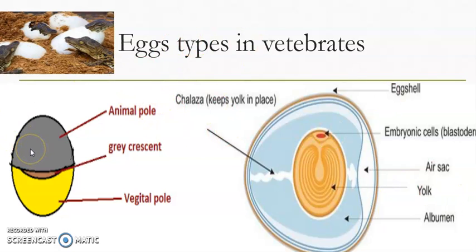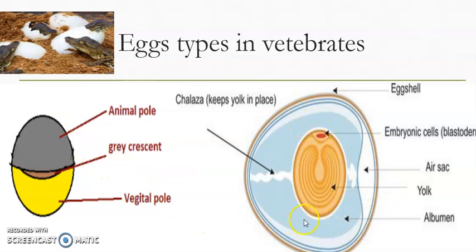This is the generalized egg of an amphibian. An egg has two basic poles: one is called the animal pole and the other the vegetal pole. The animal pole is where the nucleus of the egg is present. The vegetal pole is where the yolk is present, and this portion is called the gray cushion. It is a portion of the vegetal pole, present in amphibians, and very important for the development of amphibians. We will discuss it during the development.